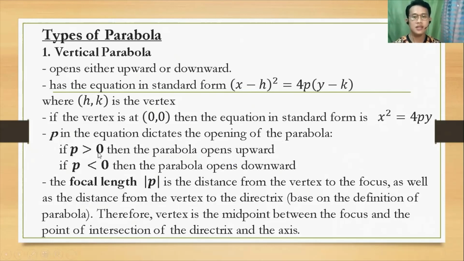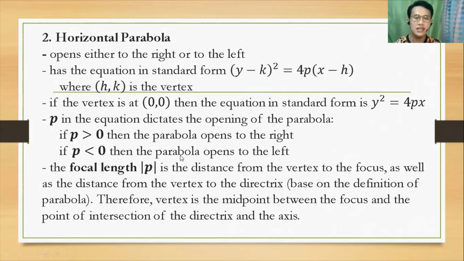If p is greater than 0, then the parabola opens upward. If p is less than 0, then the parabola opens downward. And the focal length, which is the absolute value of p, is the distance from the vertex to the focus, as well as the distance from the vertex to the directrix, based on the definition of parabola. Therefore, the vertex is the midpoint between the focus and the point of intersection of the directrix and the axis.